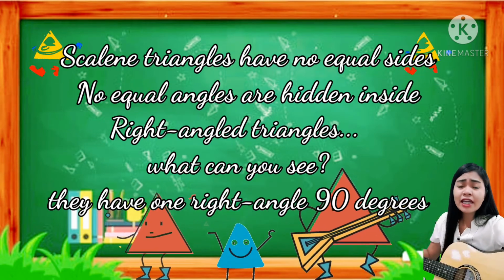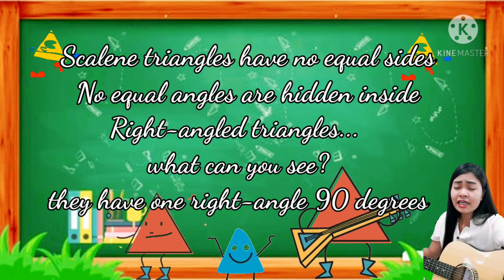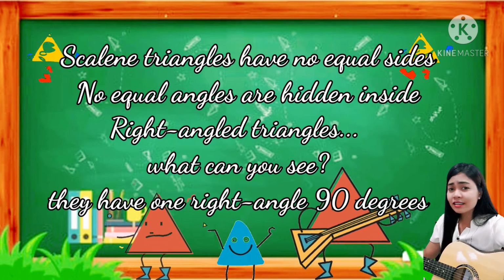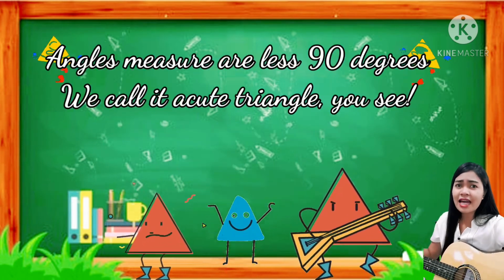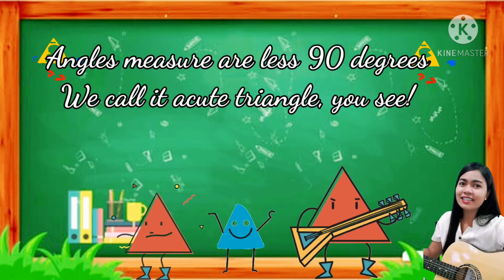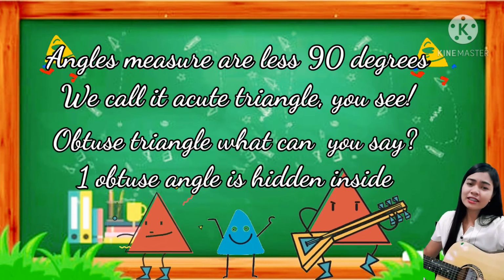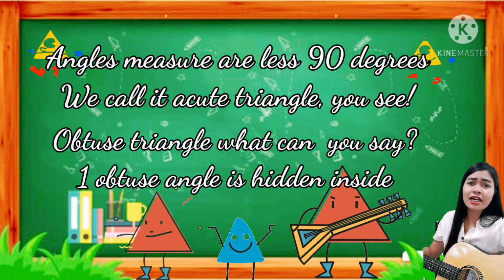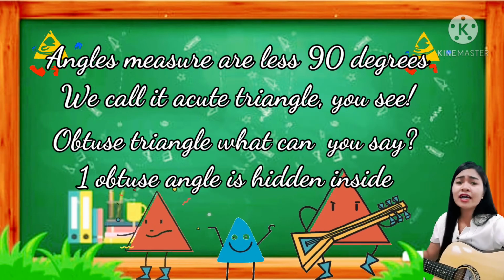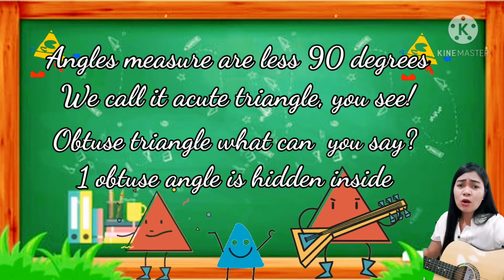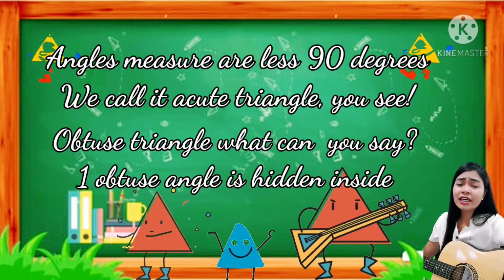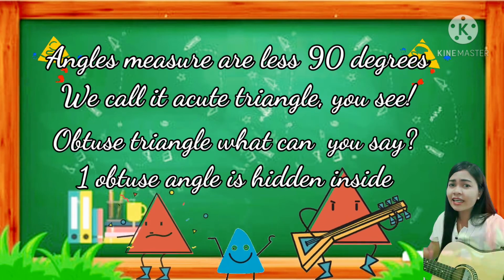Right angle triangles, what can you see? They have one right angle, 90 degrees. Angles measure all as 90 degrees. We call it acute triangle, you see. Why not just triangle? What can you say? Why not just angles are hidden inside?